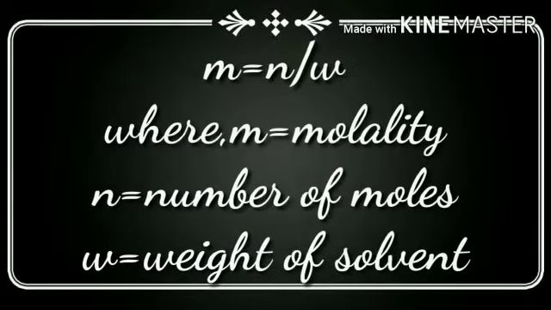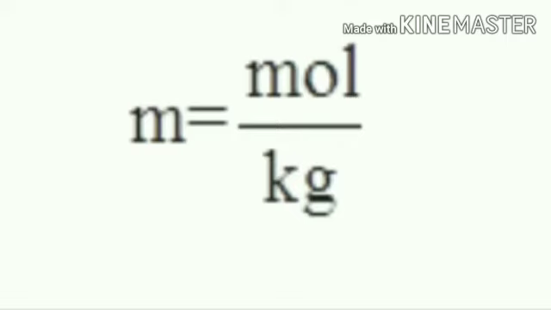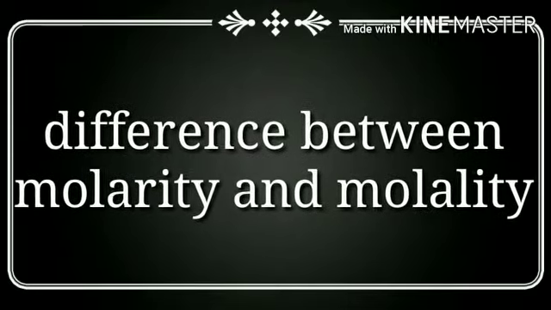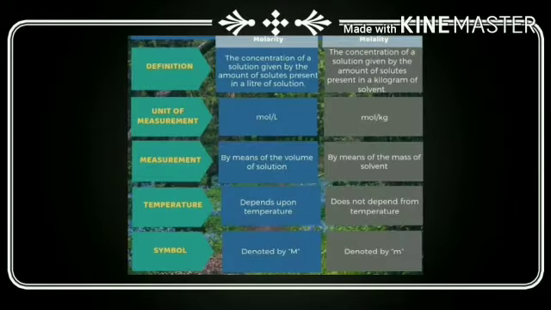So to calculate molality, molality equals n divided by W, where n is the number of moles of solute divided by the weight or mass of solvent in kg. The unit of molality is moles per kg. So the major difference between molarity and molality is that molarity is a measurement of the moles in the total volume of the solution, whereas molality is a measurement of the moles in relationship to the mass of the solvent.